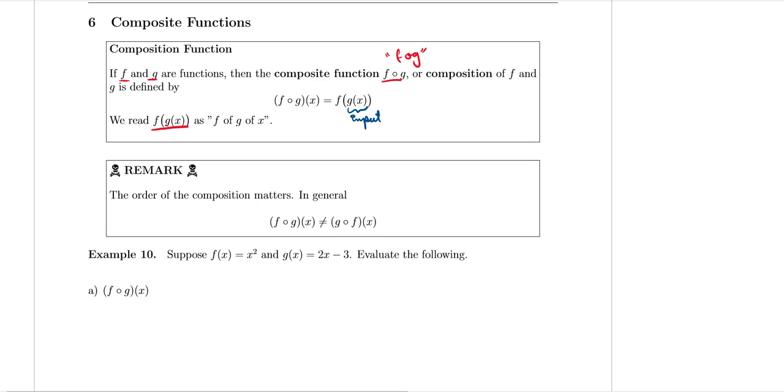So for example 10 here we have, suppose that f of x is x squared. I'll put this one here in blue. And g of x here is 2x minus 3. And we want to evaluate the following. First example is f of g of x. Now I'm not really that big of a fan of this notation. I always like to write it as f of g of x.